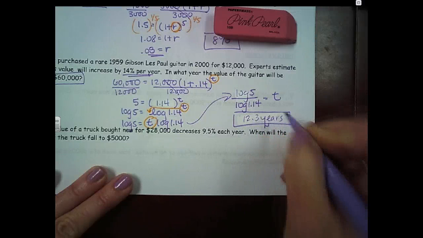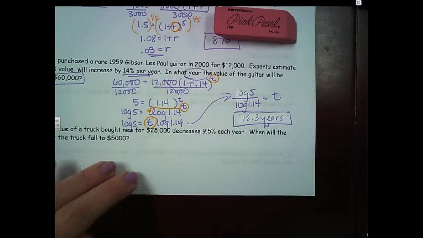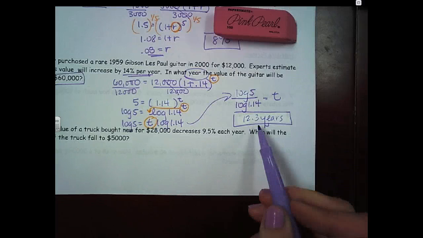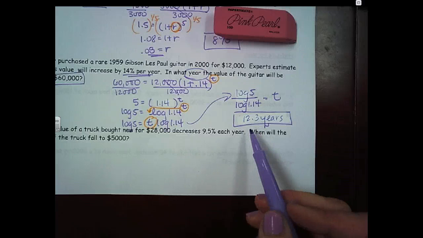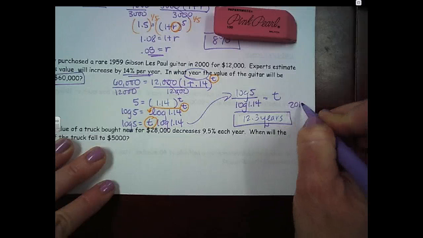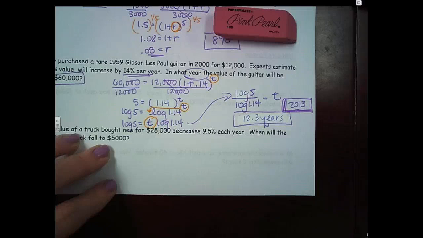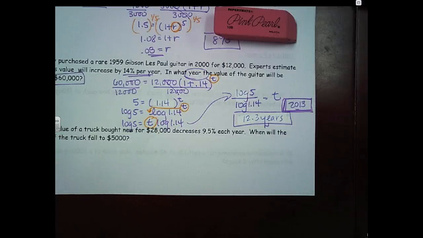Okay. But the question was, in what year will that be? So what year is that? 2013, right? If it's 12.3 years, it's 12 years and 3 months, right? So in what year is that? 2013. Does that make sense? It says in what year will it be worth $60,000? Well, in 2012, it won't be there. It takes 12 years and 3 months, which would be 2013.